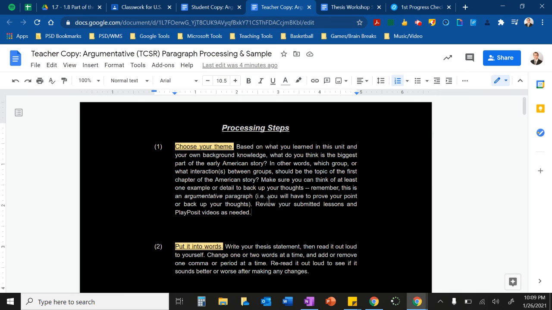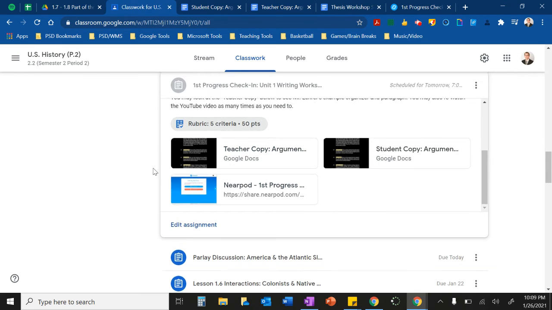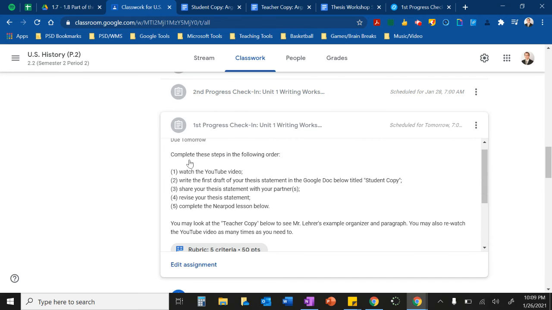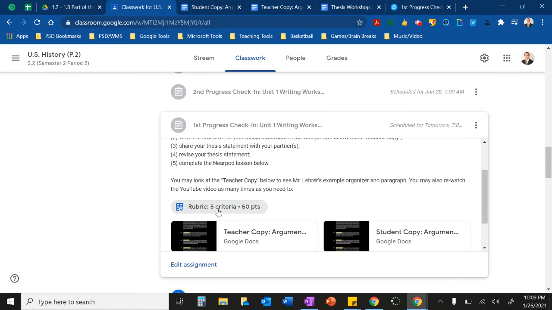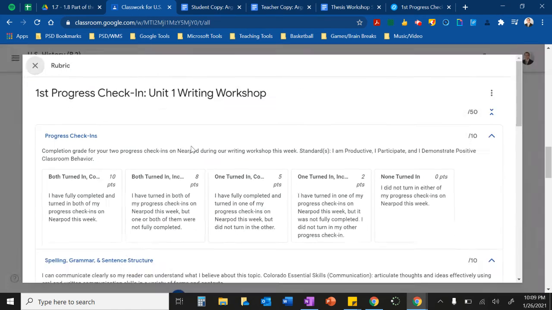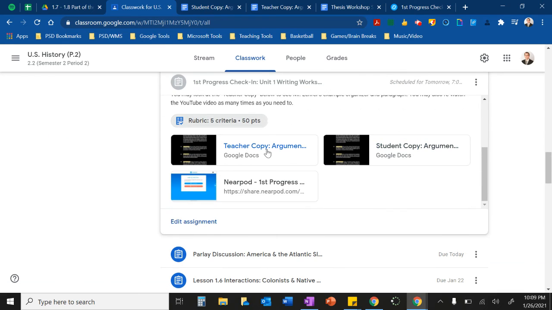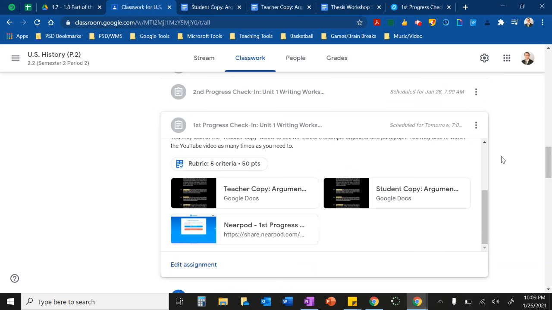So now that this video is over, quick reminder, check this rubric. Look at the steps that are listed here. Check the rubric to see how you'll be graded before you start working. And then go ahead and get going. Teacher copy and student copy, open both of those. Come up with a theme. Think of a theme. Go with it, put it into words. That's your first draft of your thesis statement. Do some peer feedback if you're here in person, revise it, and then complete this Nearpod lesson, and then you're finished. Don't forget to click turn in here.